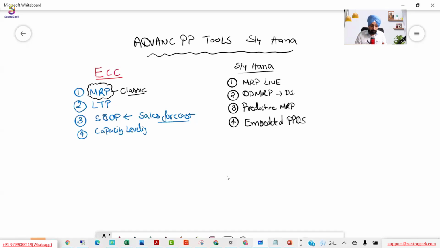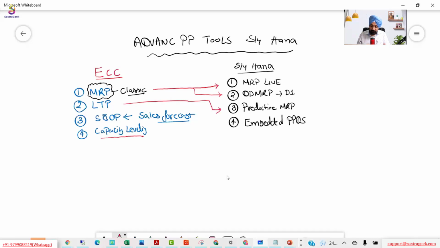Okay. So if I draw some lines here, your classic MRP is going into MRP Live. LTP is going into predictive MRP. Now the MRP is having additional features where DDMRP is also there. Now this capacity leveling would also be there in S/4HANA. But in ECC, we have a constraint that we cannot do capacity planning. We can do the capacity leveling, but not the planning. The capacity planning was earlier done through APO. So I'm writing here the four tools: ECC, S/4HANA, APO, IBP. We'll see which function and feature fits in which area, and then I will give it to Pankaj to explain some part of S/4HANA in more detail.